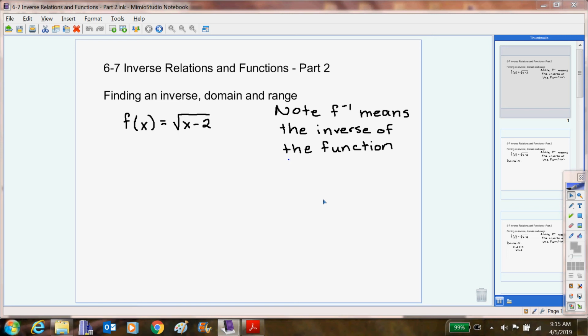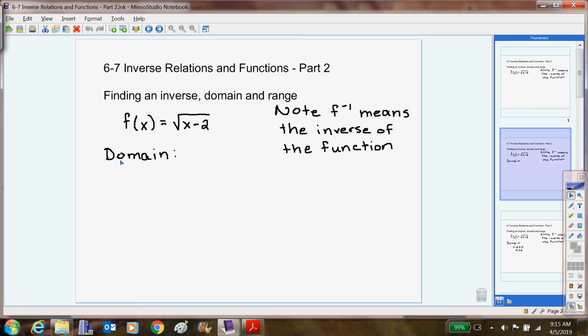And as we're recording this, I'm just going to keep on going with this. So we're going to replace this with a y. And we're going to talk about our domain and our range here. Our domain, remember, is all the values that x is allowed to be, and the range is all the numbers that y is allowed to be.